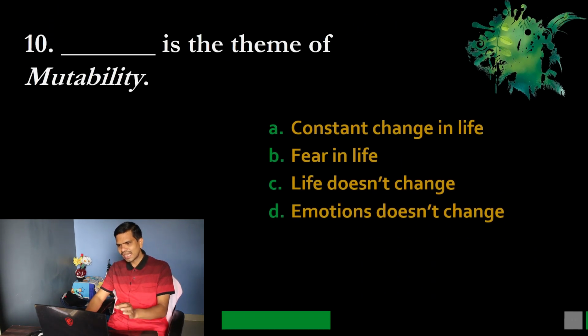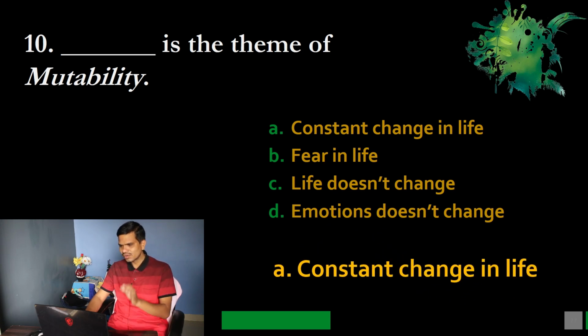Number 10. Dash is the theme of mutability. What is the theme of mutability? Options are A. Constant change in life, B. Fear in life, C. Life doesn't change, and D. Emotions doesn't change. So theme of this mutability is also important, and correct option is A. Constant change in life. So P.B. Shelley's Mutability talks about constant change in life. There is nothing constant in the life, but change is the constant.